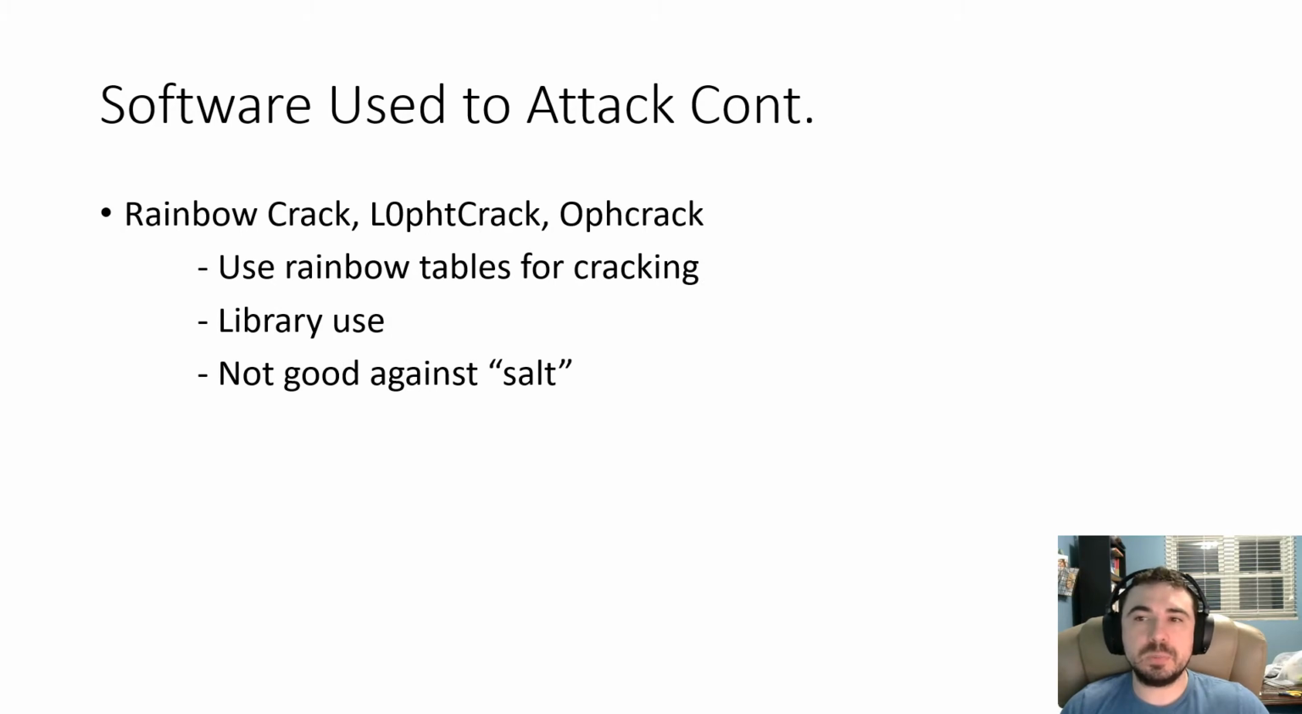Other software used is RainbowCrack, L0phtCrack, and Ophcrack, which use rainbow tables and libraries for cracking into the system. Rainbow tables are pre-computed tables for caching the output of cryptographic hash functions, so they work against hashes. Now, the good thing, I guess, is that if the hashes are salted, then rainbow tables are no good, because rainbow tables are good at figuring out passwords as long as they know the exact length of the hash or the hashes.